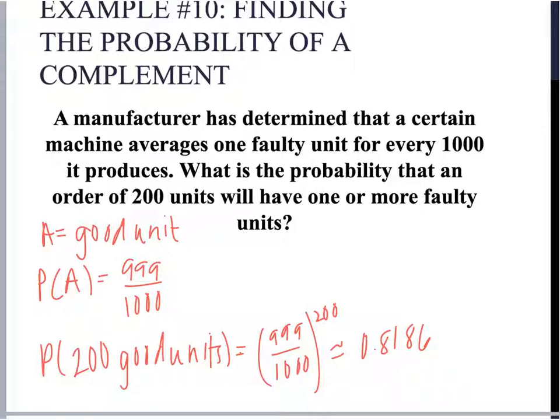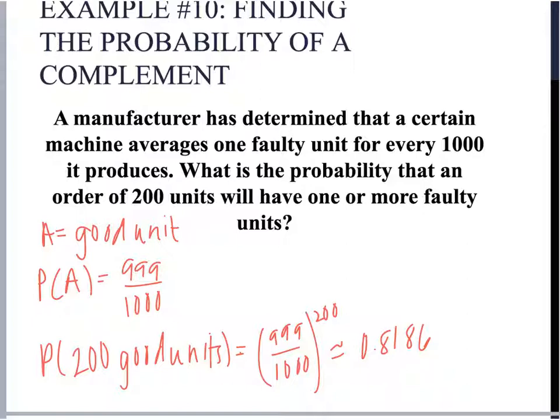So then for us to ask the question, what is the probability that an order of 200 units will have one or more faulty units? That means essentially we're asking for the complement of it. We want to know the probability that I'll actually get a bad unit. So that 0.81 is the probability of getting good units.